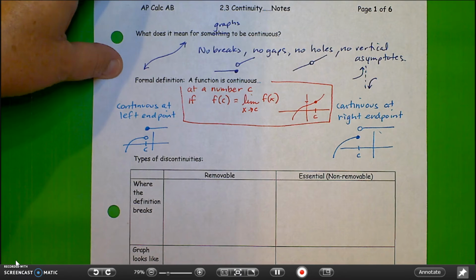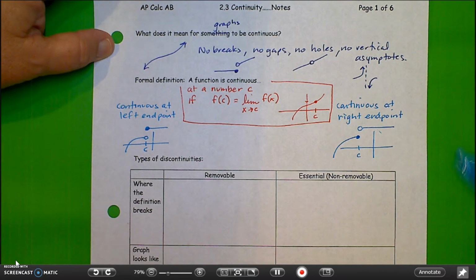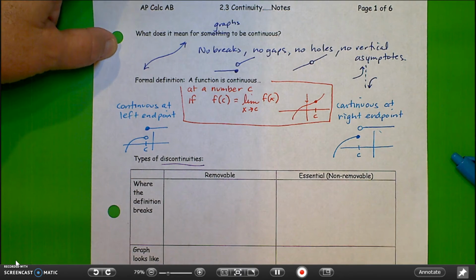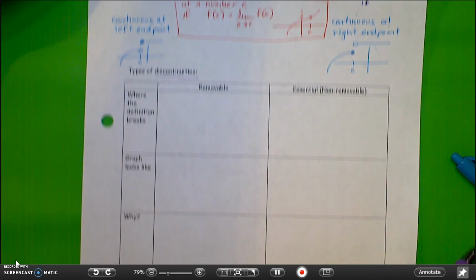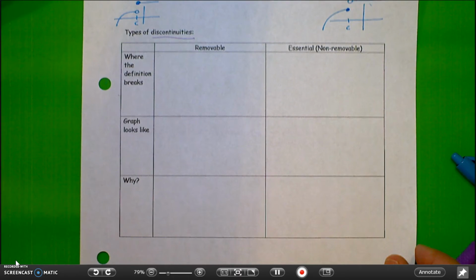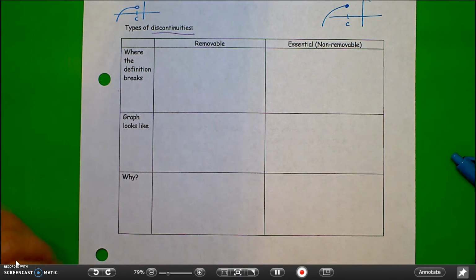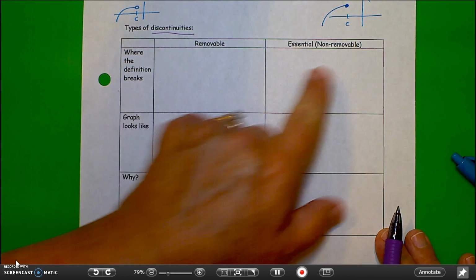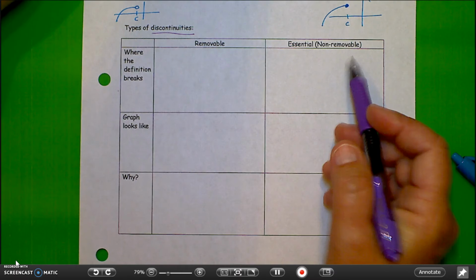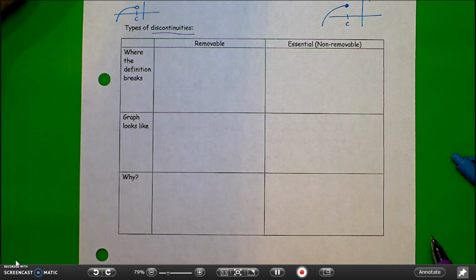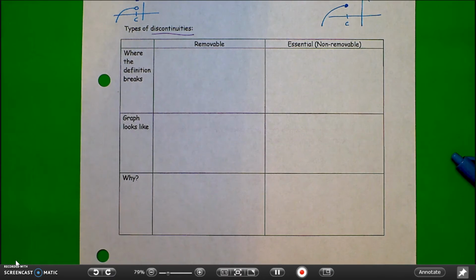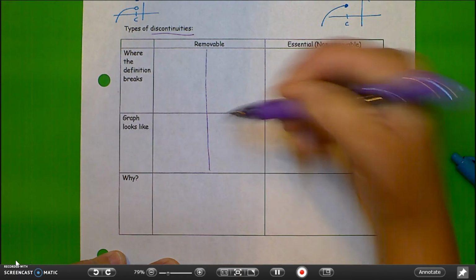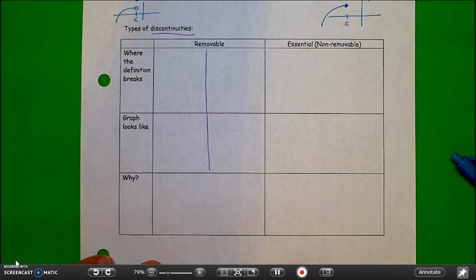Let's go into some more detail on types of what are called discontinuities. Okay, where we do not have continuity. When does that occur, and what types do we have? So we have this table we're going to fill out here. There's two basic types of discontinuities. A removable discontinuity and a non-removable discontinuity. Non-removable are also called essential. So we're going to look at where these occur. So first, I'm going to break this in half here, and we'll talk about the removables first.